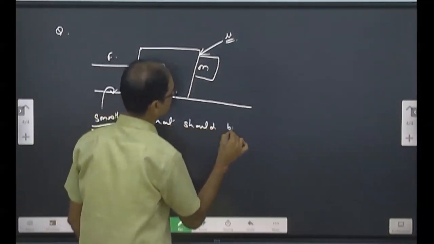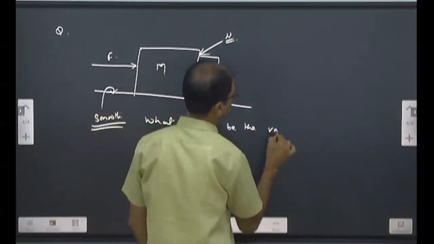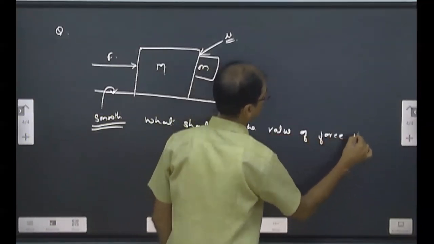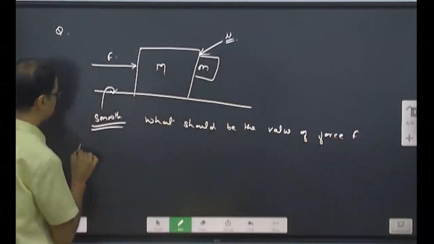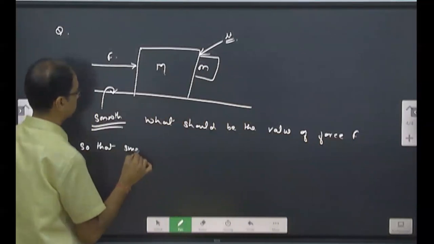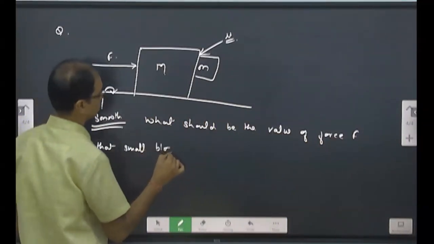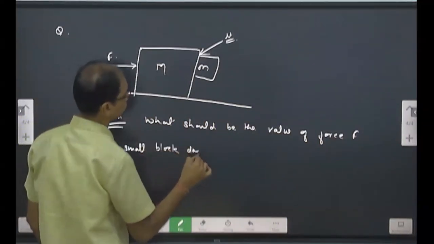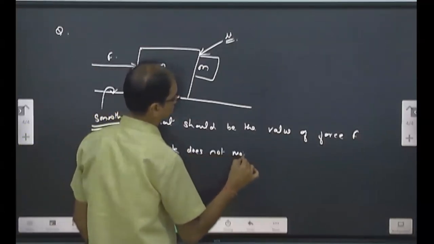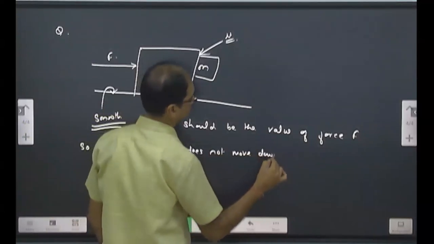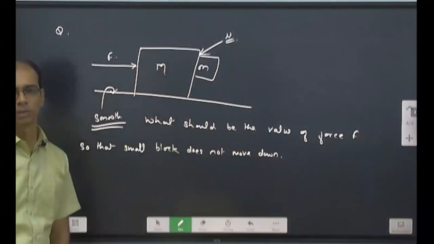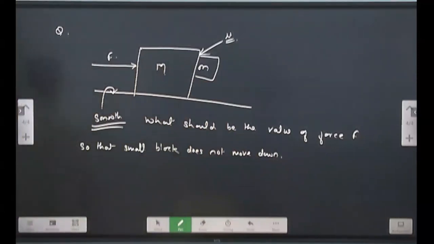What should be the value of force F so that the small block does not move down? You have to prevent it from sliding downwards. That's the question for you. Note it.